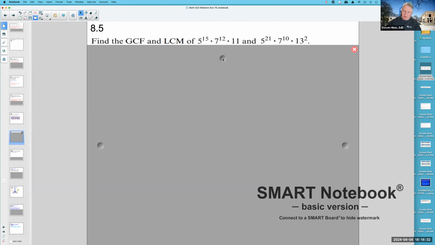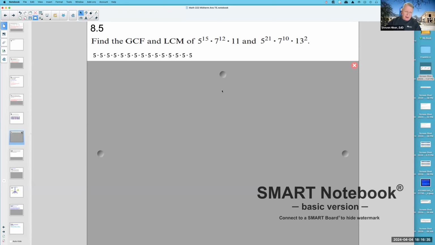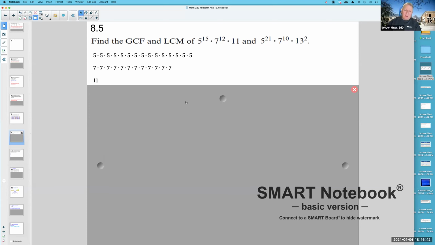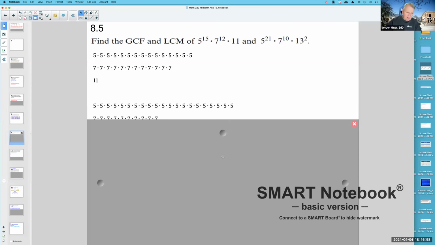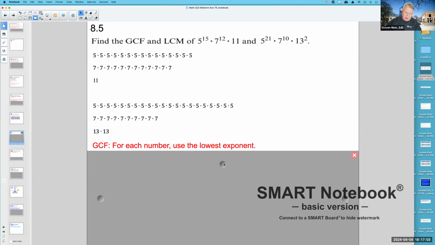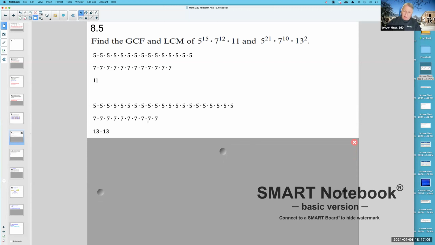Okay, big numbers. But guess what? It's still going to work the same as anything else. I'm writing them out to show you the rule, but once you see the rule, you'll probably be able to figure it out. But it's okay to do this too if you want. I have 15 5s here, 12 7s, and I have an 11. All of this is multiplied together for this number. The second number, hopefully I did this right, 21 5s, 10 7s, and 2 13s.